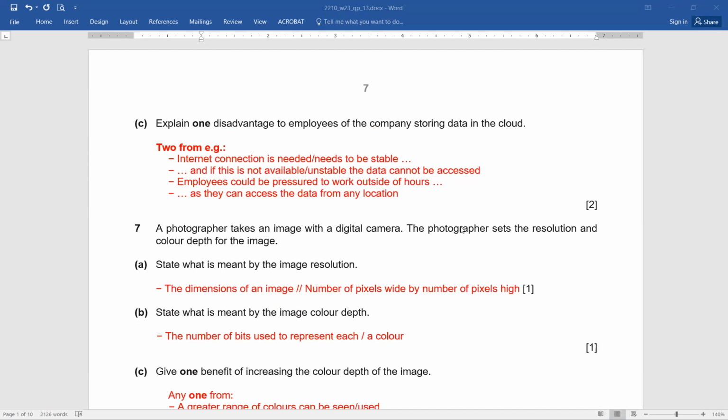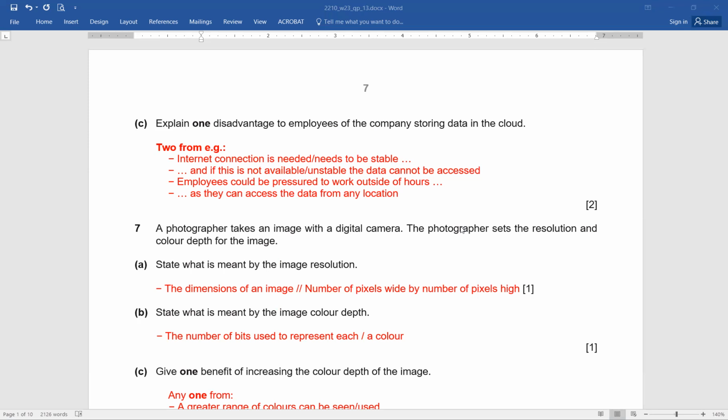Okay? So you have to explain any one of these disadvantages, because you as an employee have to bear the brunt of storing the data on the cloud also. Any questions till now? Okay, now move on to question number 7.